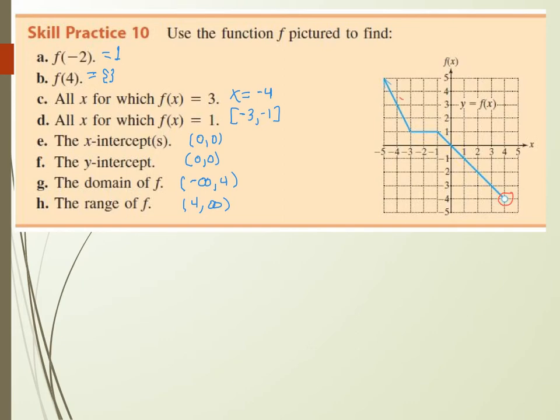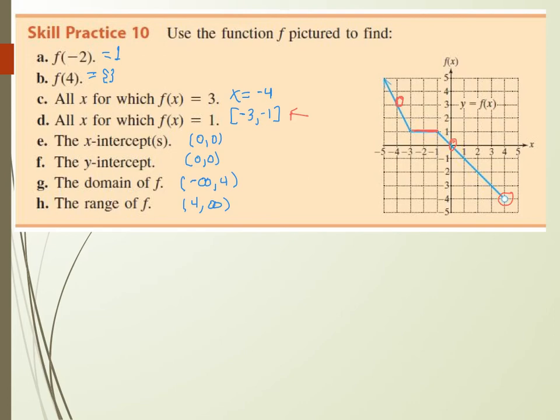So here's where that is, right? All x for where f of x is equal to 1, we see it's at this interval right here. So we can put that interval value here. The intercepts, well, where does it cross the x-axis? Right here. The y-intercept is at the same spot.